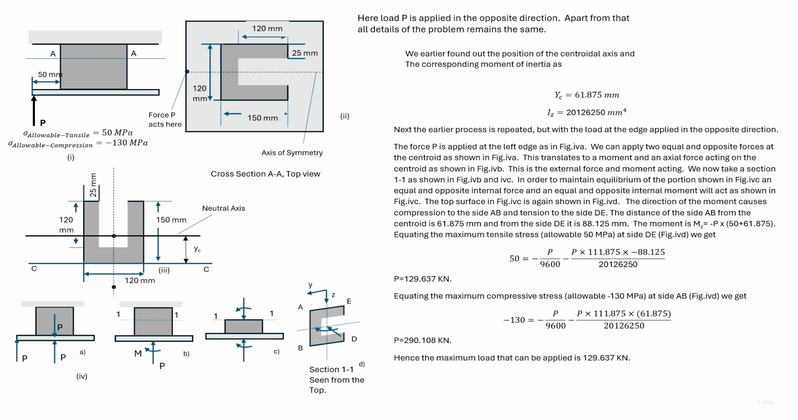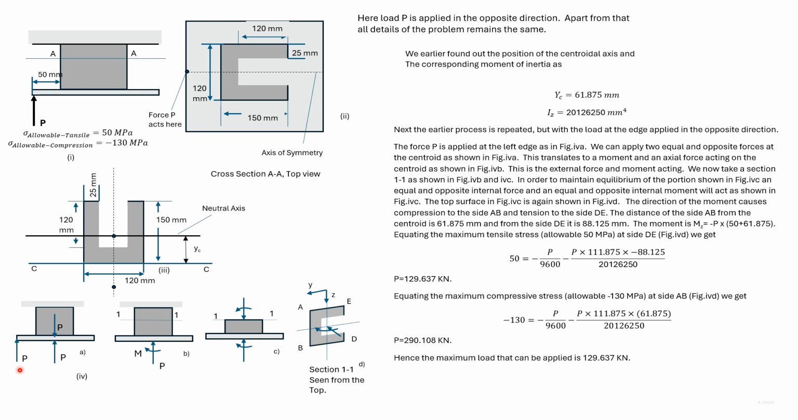Here the problem is the same as the previous problem, except that we apply the load P in the opposite direction. So the geometry of the structure is the same. The point of application of the load is also the same. Also, the allowable stresses in tension and compression have equal magnitude. Since the geometry of the structure is the same, the neutral axis is also at the same distance, and the magnitude of the moment of inertia is the same as the previous problem.